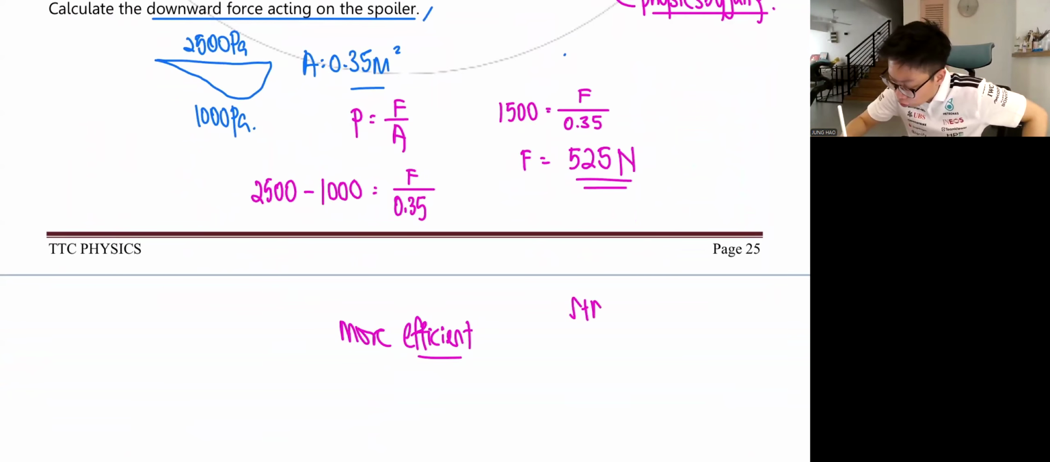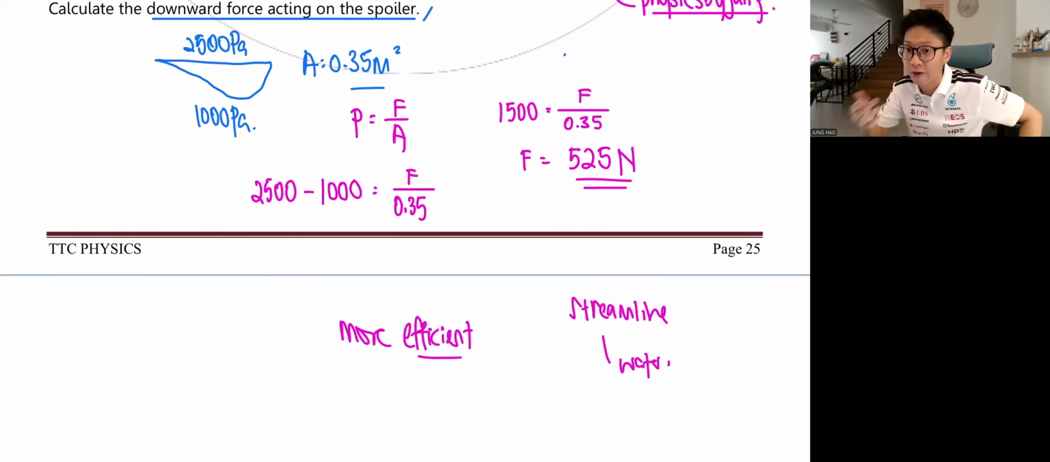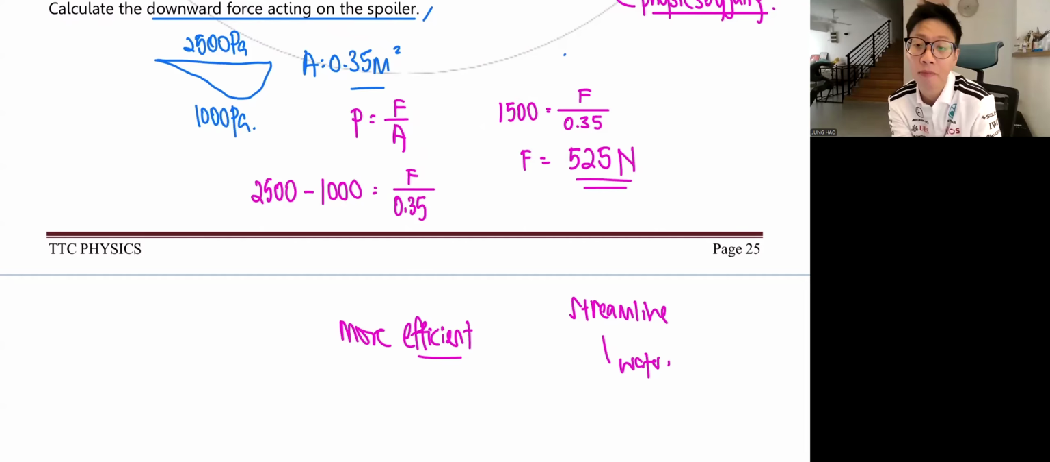Streamline is usually used to describe water. Streamline is more for water. For example, for a submarine, we will say streamline shape. Cars will say aerodynamic shape. So it's different. Okay?